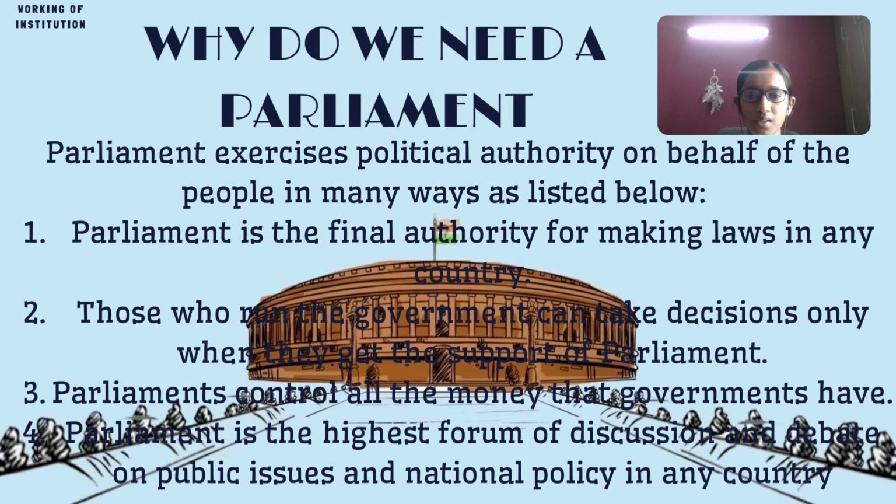In the last slide, we saw what a parliament is. Now arises the next question: why do we need a parliament? The answer is, we need a parliament as it exercises political authority on behalf of the people in various ways. Number one, the parliament is the final authority for making laws in any country. Number two, those who run the government can take decisions only when they get the support from the parliament. Number three, Parliament controls all the money that the government has. Number four, Parliament is the highest forum of discussion and debate on any public issues and national policy in any country.